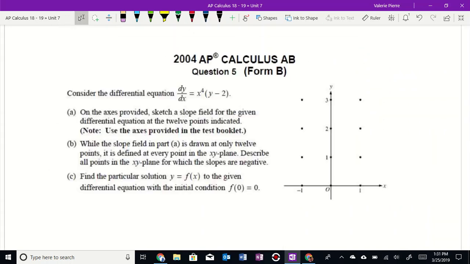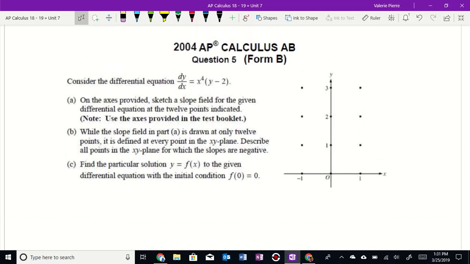Okay, so the next two problems are both FRQs. So I'm going to basically walk you through how to answer an FRQ problem when it comes to slope fields. So for this first problem, I want to consider the differential equation dy/dx equals x to the fourth times (y minus 2).